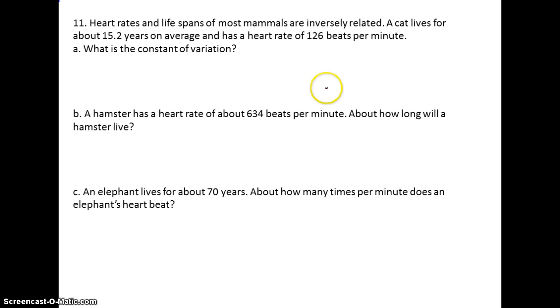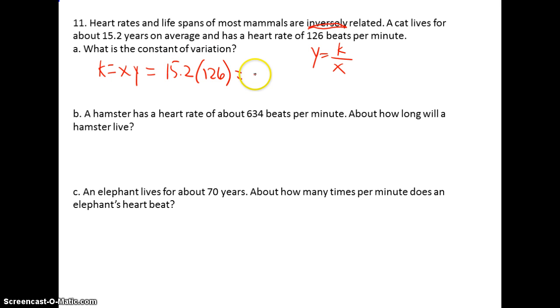Okay, so for number 11 on the front side, it says the heart rates and lifespans of most mammals are inversely related. So that tells us that we're going to be looking at our equation y equals k over x. It tells us a cat lives for about 15.2 years and has a heart rate of 126 beats per minute. So we can find our constant of variation by the notes we took in class where we talked about k equals xy, which in this case equals 15.2 times 126, or 1915.2. So that's our k value.